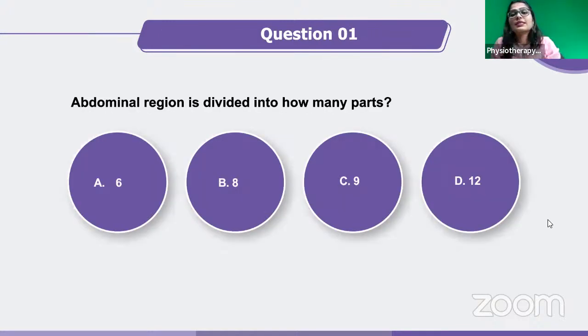So let us start with our first question. The abdominal region is divided into how many parts? I just want to know your anatomy knowledge about our core, which is why I have kept this question on the first slide itself. How many parts is your abdomen divided into? Option A, 6. Option B, 8. Option C, 9. Option D, 12. Whoever knows the answer, please comment in the comment section. We will check the answers at the end.